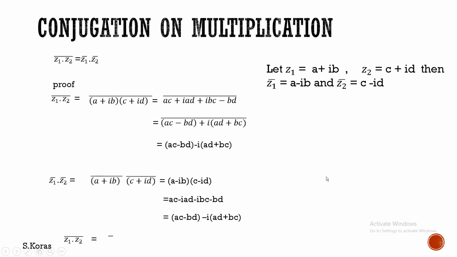The meaning is, if you want to take the conjugate of the multiplication of two complex numbers, there is no need to worry. Take the first complex number's conjugate, then take the second complex number's conjugate, and multiply them. Both will give the same answer. Now let us move to the division of conjugation of complex numbers.